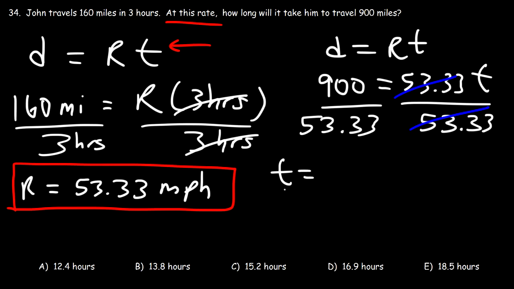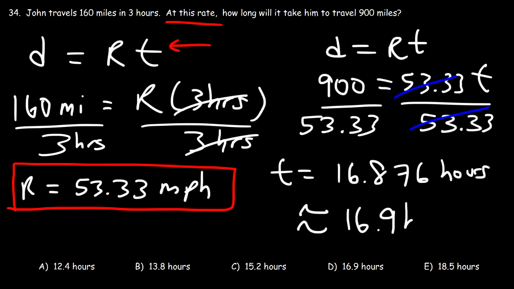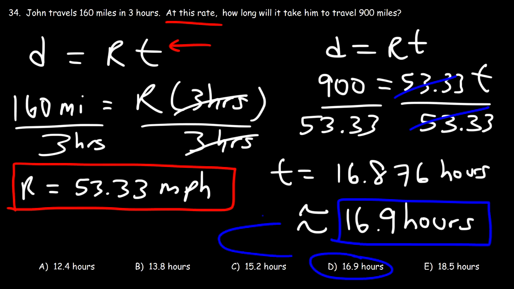900 divided by 53.33, that's about 16.876 hours. So we can round it and say it's going to take him approximately 16.9 hours for him to travel 900 miles. So once again, D is the right answer.